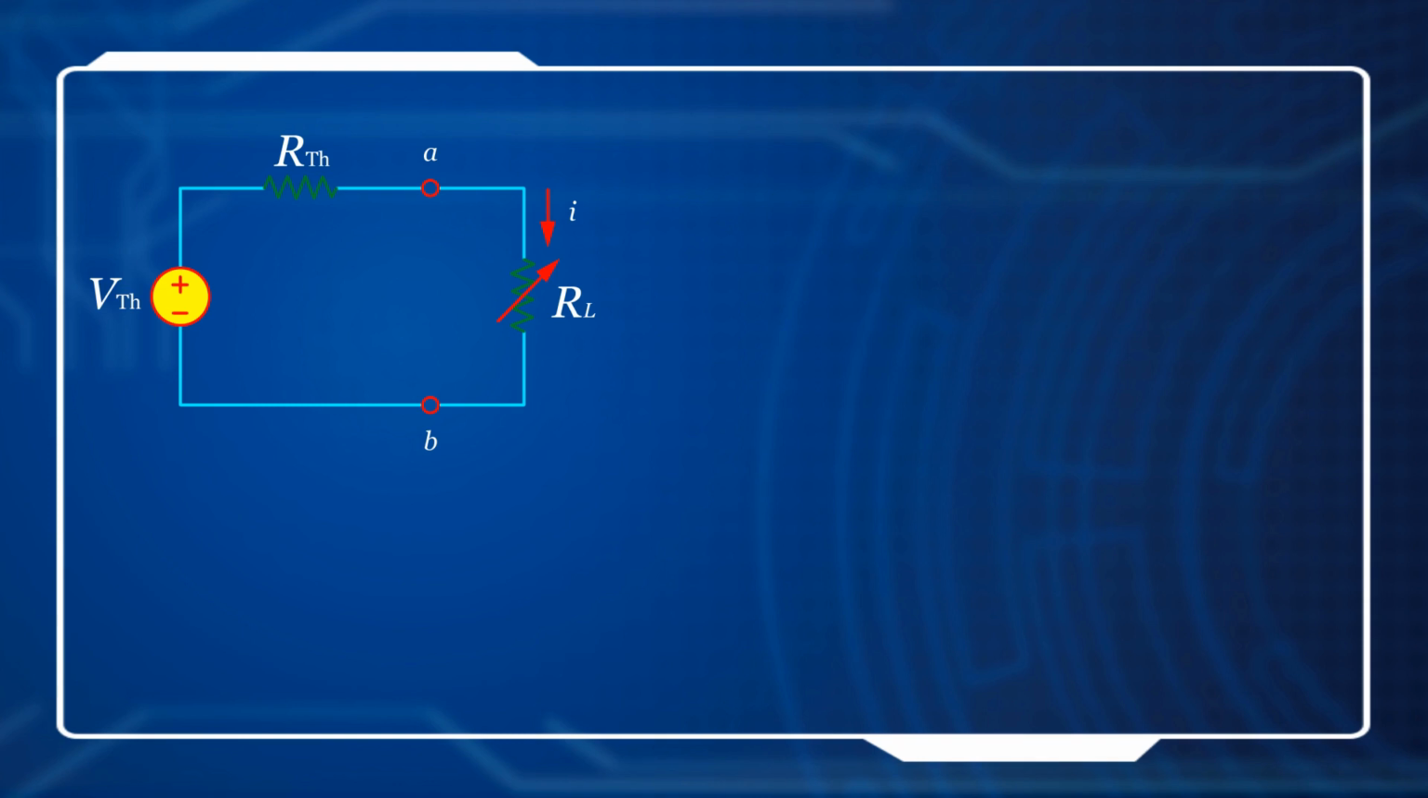We can write the power on the right side. P equals I squared multiplied by RL, where I equals VTh over RTh plus RL. So we put it in the equation, and then we're going to get the maximum power.